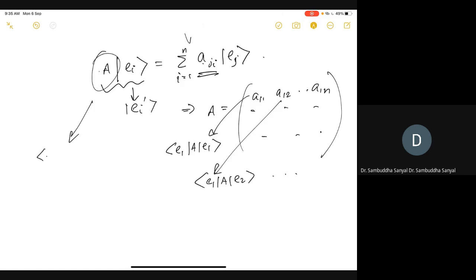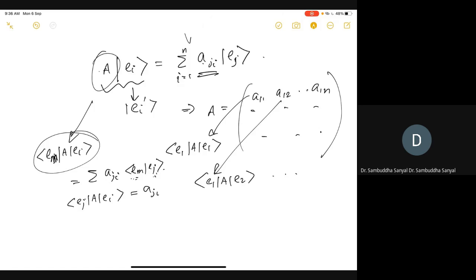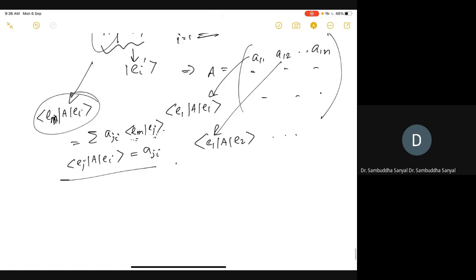So these matrix elements are very easy to calculate. If you want to calculate some ej, you take some em, then it's very easy to extract, because now these two are non-zero only if m equals j. So that is why you will find some ej that is nothing but aji. So very easily you can connect to the matrix now.